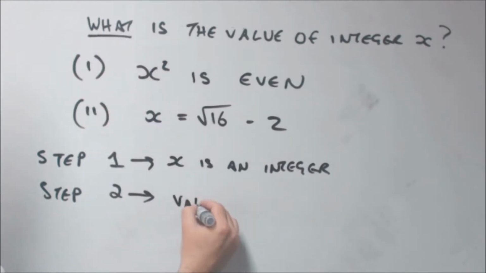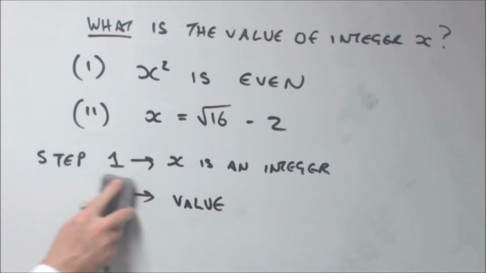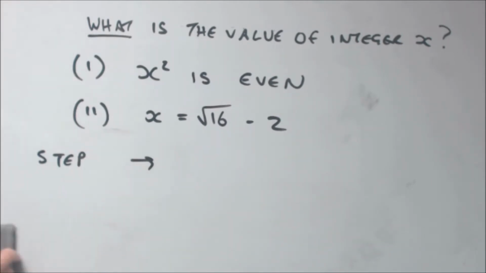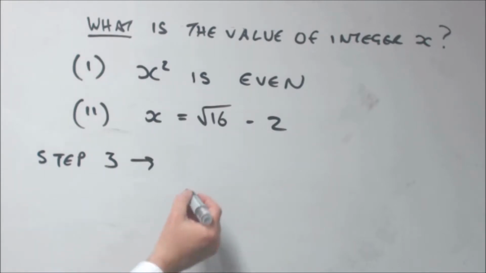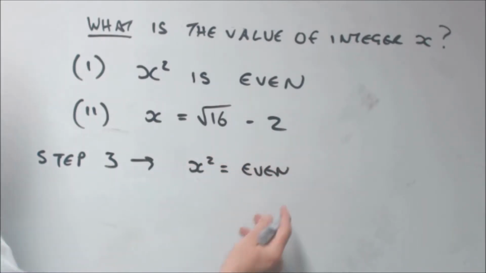It's a value question because it starts with the word "what," and you'll pick up more and more of these clues as you do more and more questions in data sufficiency, so that's not a problem. Now step 3, as in the previous question, we're only going to have a look at the first statement by itself: x squared is even.